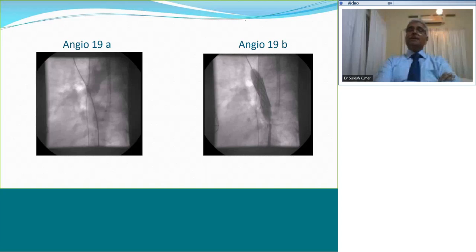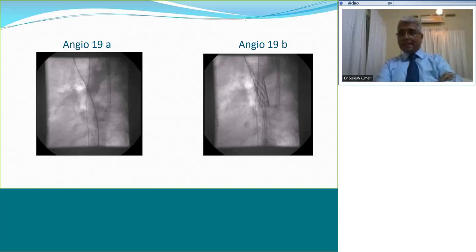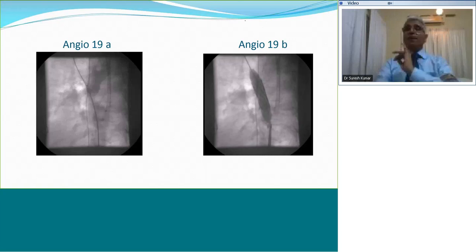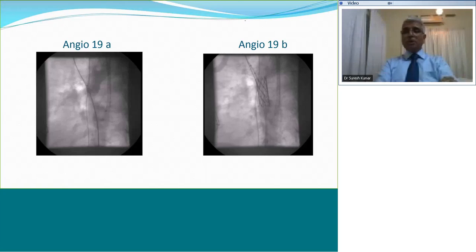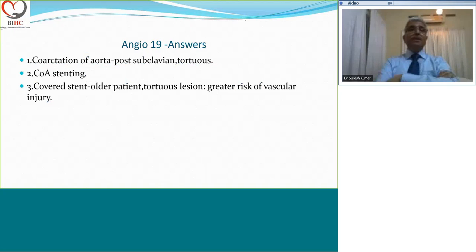43-year-old woman with this coarctation, is there any special consideration for stenting? That's also part of the question. This anatomy of the coarctation in a 43-year-old woman calls for some particular stent. Covered stent, yes, excellent. Not standby. In this, we would, at the age of 43, it's not standby, it's direct. Because the long-standing hypertension and the age above 40 are predictors of vascular injury, not to mention the tortuous stent. So here, we would prefer a covered stent, older patient with a tortuous lesion, there's a greater risk of vascular injury, and that's why we are using a covered stent.